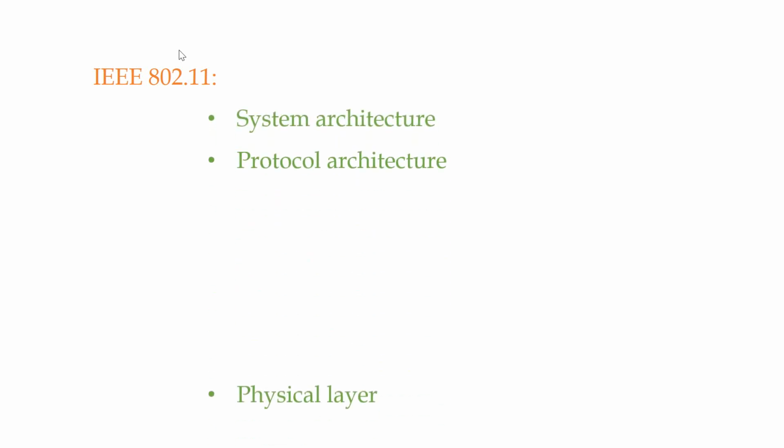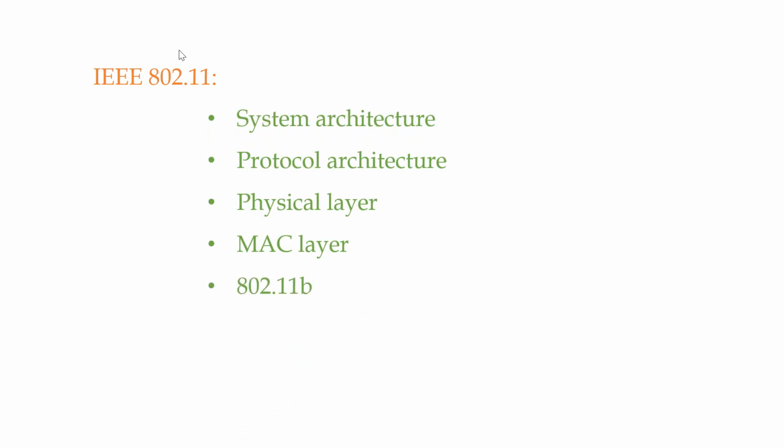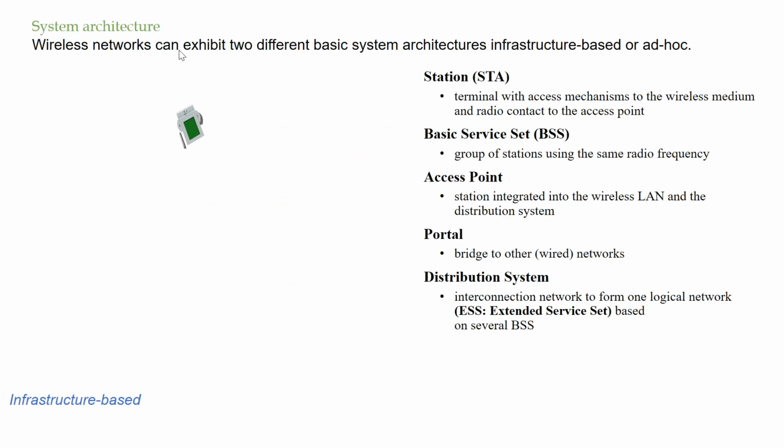Further, we'll be discussing the IEEE 802.11 system architecture, protocol architecture, physical layer, MAC layer, 802.11b and 11a. Let us get started with the system architecture. It tells you how your network has been connected, either in an infrastructure-based fashion or an ad hoc fashion. In my previous lecture, I have already told you what an infrastructure and an ad hoc network are.